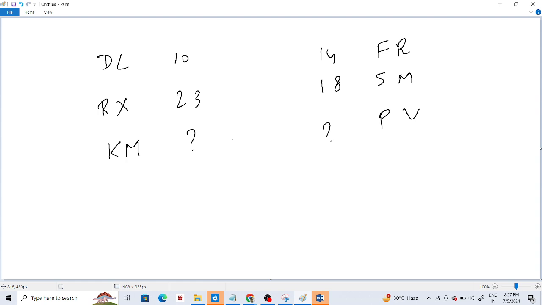Now always remember, whenever you have alphabets and numbers, you need to know the position of the alphabets. Position of the alphabets means A1, B2, C3 like this. So what is the position of D? A, B, C, D, 4. 12.